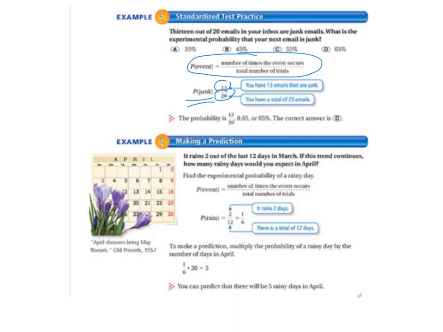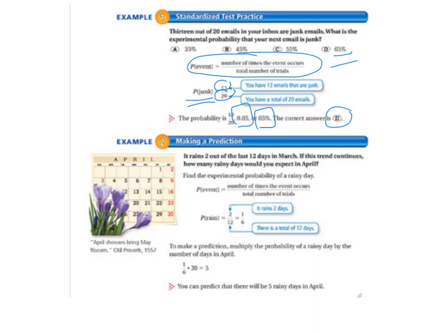So the probability is 13 out of 20 expressed as a decimal. That's 0.65. As a percent, that's 65%. So the correct answer is D, 65%.